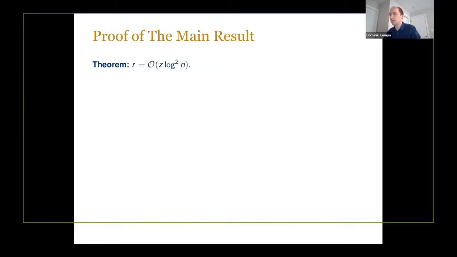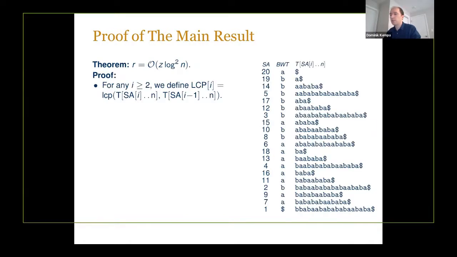So we're now ready to present the sketch of the proof of the main result of our paper, namely that R is at most O of Z times log squared of n. So for any index i between 2 and n, we define the LCP of i to be the length of the longest common prefix between suffixes starting at position SA[i] and SA[i - 1]. For completeness, we define LCP[1] to be 0.